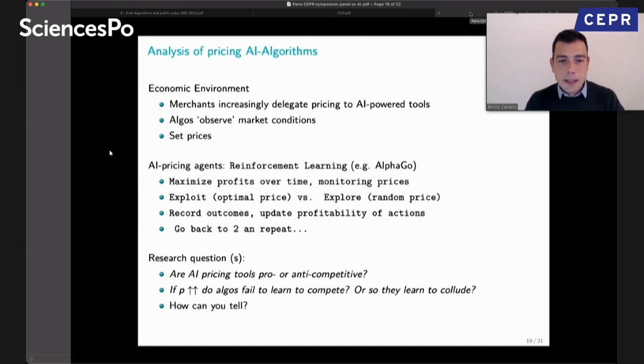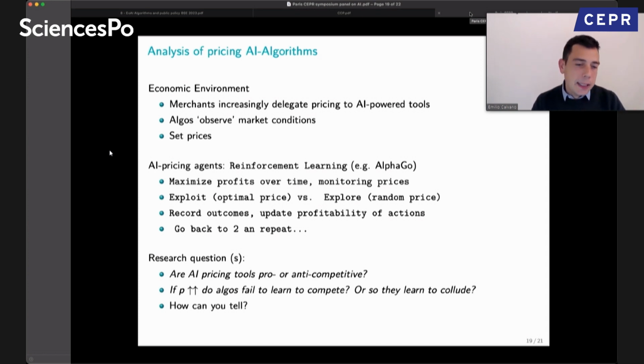Okay. Now in this environment, the kind of research questions that you could ask is, well, are these AI pricing tools a good or a bad development? Are these tools pro or anti-competitive? Now, it could be that on the one hand, if these tools are very good at learning to compete, it might be that indeed by incorporating more information which is relevant for prices, they will increase the allocative efficiency of markets, they will reduce prices, and this could be a potential good outcome.